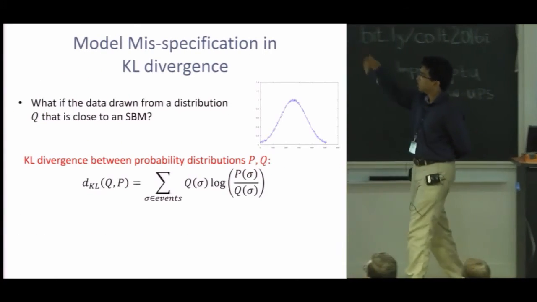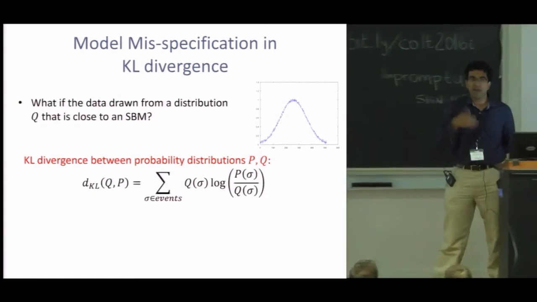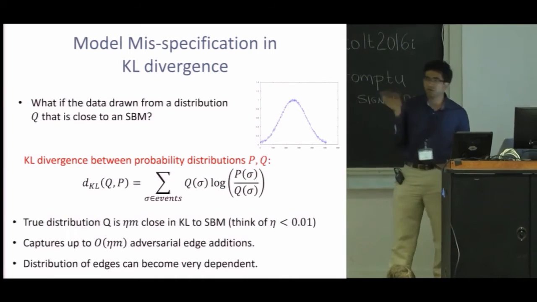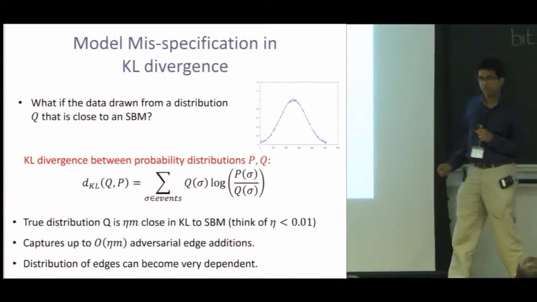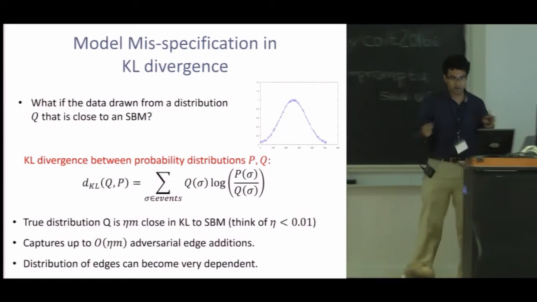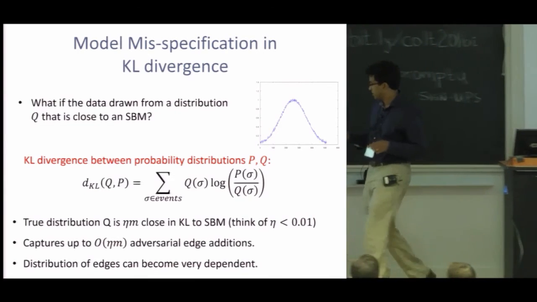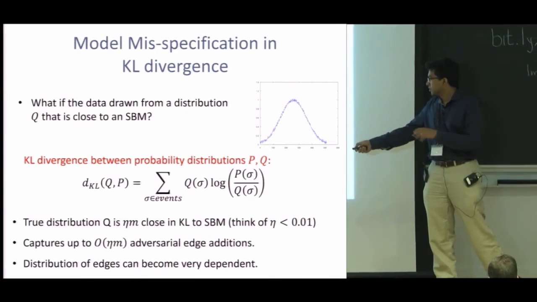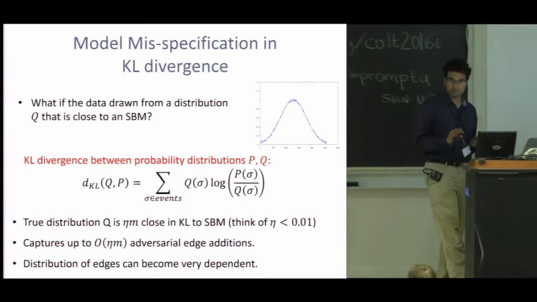And the third is model misspecification and KL divergence, where you just assume that the data comes from any distribution that is close to a stochastic block model. The way you measure it is using KL divergence. Okay, so it's close up to some eta m edges, because this is the right parameterization, because eta m distance in KL divergence allows you to make eta m adversarial additions.